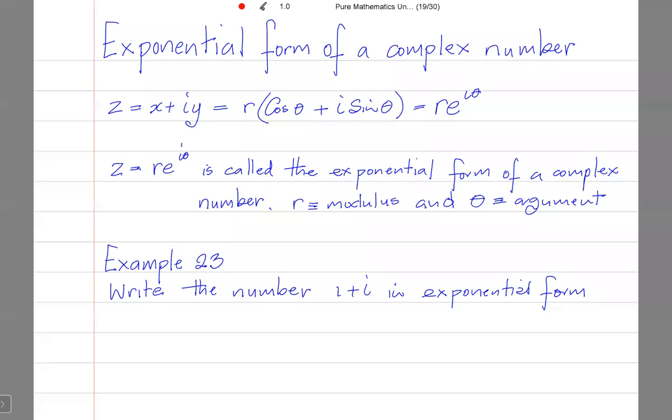All right, guys. So looking at the exponential form of a complex number, z is equal to x plus iy, which is the same as saying r into cos theta plus i sine theta, which is the same as saying r e to the i theta. So z is equal to r e to the i theta is called the exponential form of a complex number, where r is the modulus and theta is the argument.